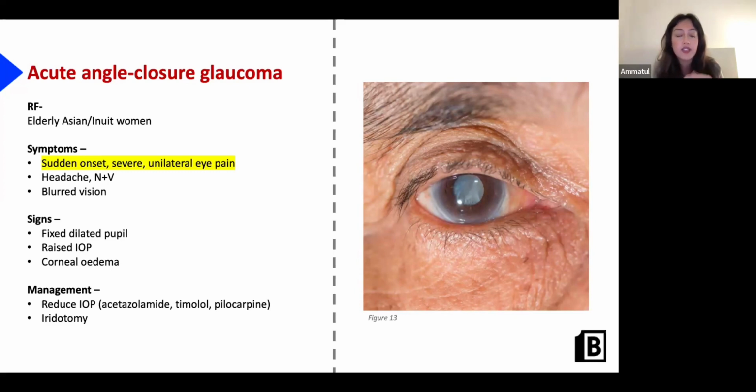The mainstay of treatment once the pressure is reduced is peripheral iridotomy, which is a surgical procedure. But if someone presents in primary setting and you're suspecting acute angle closure glaucoma, they would need to be seen immediately by an ophthalmologist.